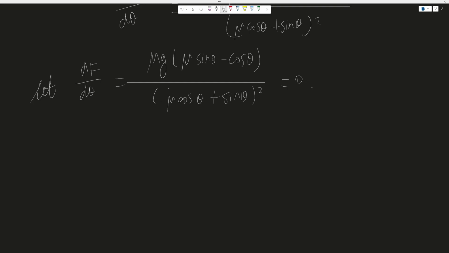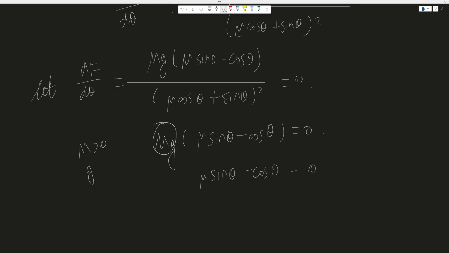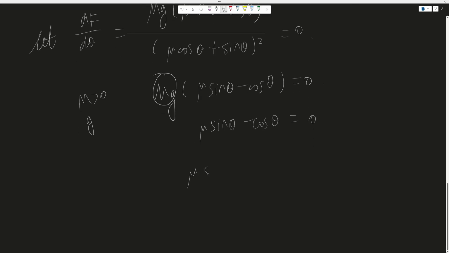Since the only way to make this expression 0 is by making the numerator 0, and since the book has a mass, which means mass is always bigger than 0, and we know that g, the acceleration, is never 0 either, we know that this part can't be 0. So the only way to make this 0 is if mu sine theta minus cosine theta equals 0. Let's move cosine theta to the other side. We have mu equals cotangent theta, which is basically cosine theta over sine theta.